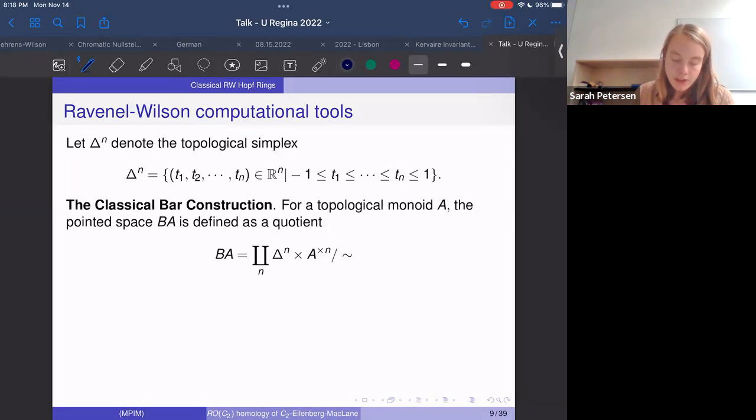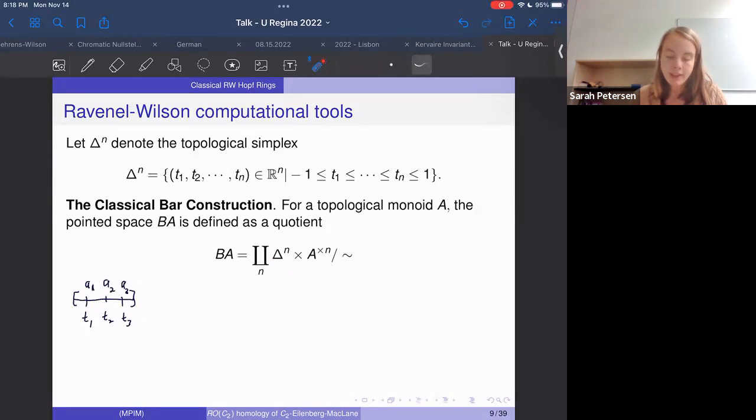And one model for this is to think of the points in the simplex as giving coordinates along an interval. And then the space is topologized. So the coordinates in our simplex, we think of them as having labels in the monoid A. The space is topologized so that if two points in the simplex come together and collide, you multiply the labels. And if one falls off to the boundary, then the label is identified with the identity in your monoid.